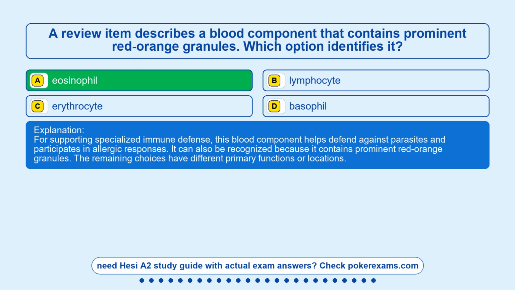For supporting specialized immune defense, this blood component helps defend against parasites and participates in allergic responses. It can also be recognized because it contains prominent red-orange granules. The remaining choices have different primary functions or locations.